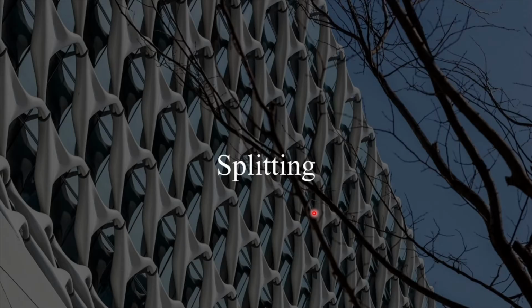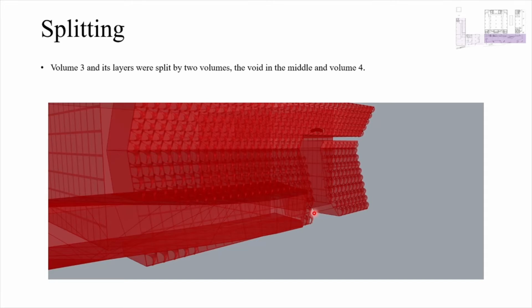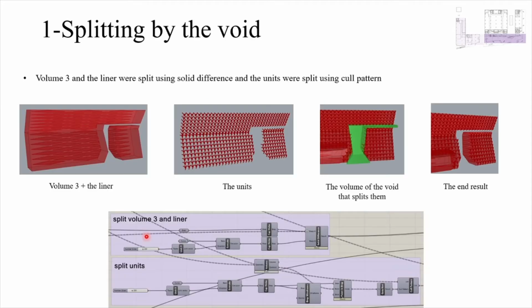Moving on to the splitting. Volume 3 and its layers were split by 2 volumes, the void in the middle and volume 4. First, splitting by the void, volume 3 and the liner were split using Solid Difference, and then the units were split using the curl pattern. And here we have the volume of the void that splits them, and the end result.